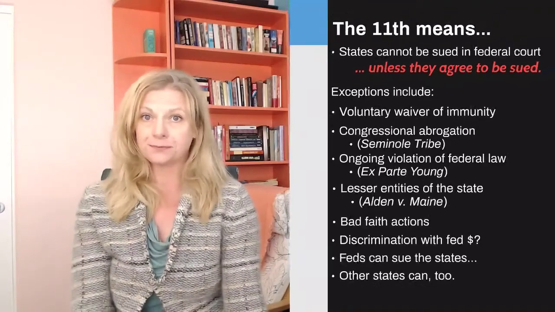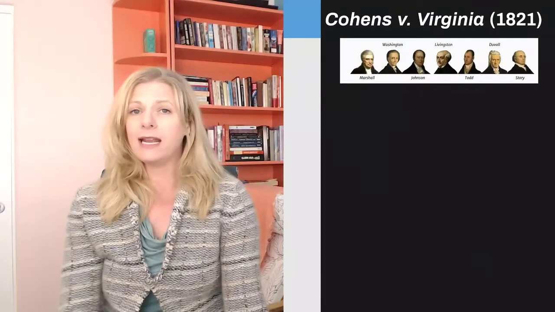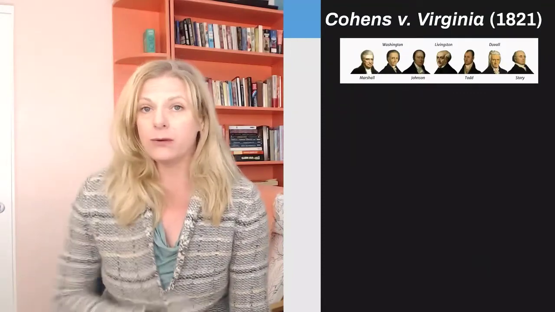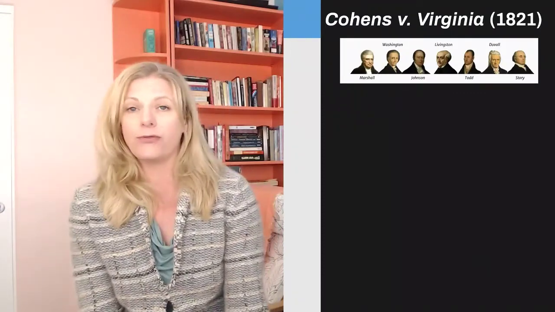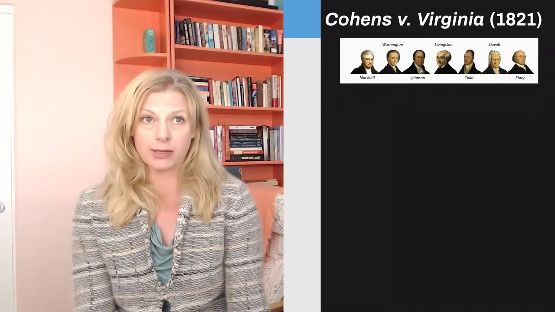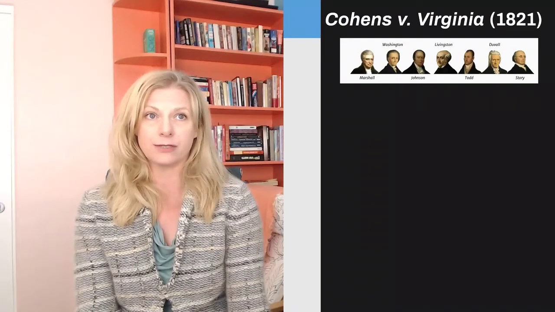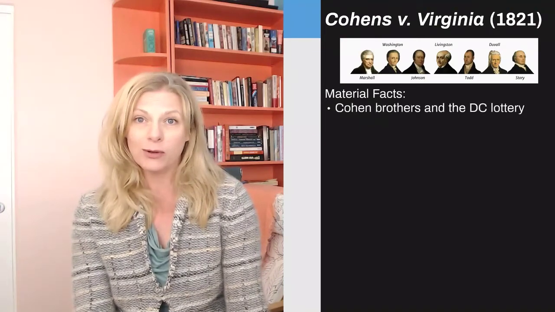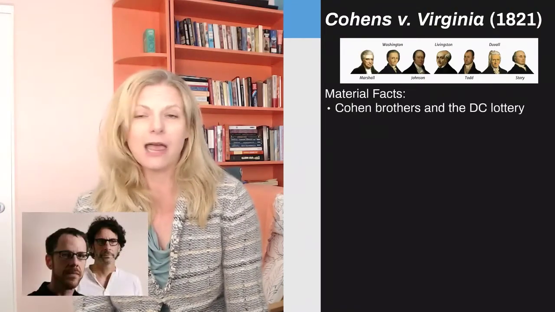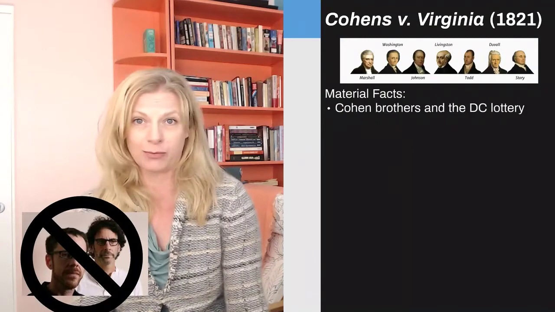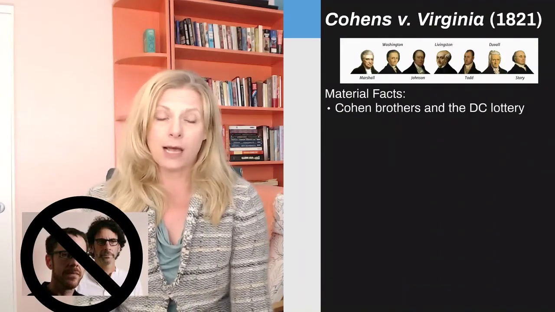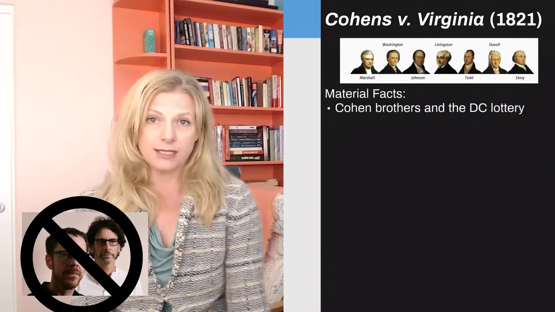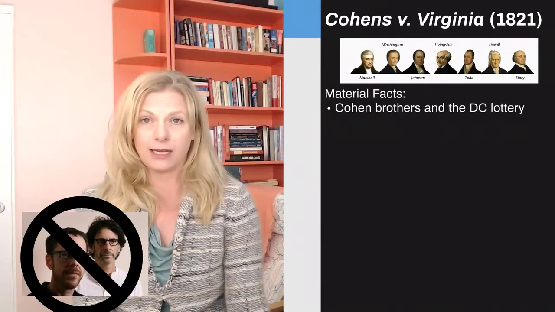So, right after the passage of the 11th Amendment, we see this opportunity for the Supreme Court to interpret the 11th Amendment in Cohens versus Virginia. And in this case, we have these Cohen brothers. It's not these guys. It's different Cohen brothers way, way before them. But they had this contract to run a lottery in D.C.